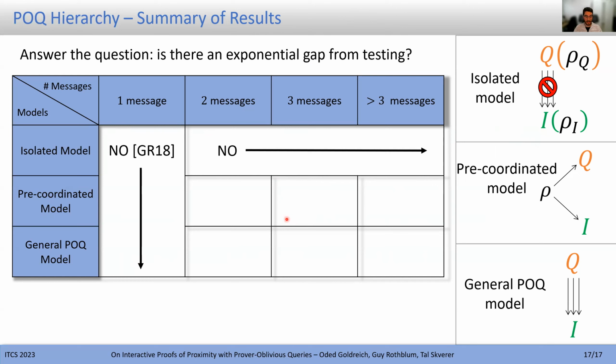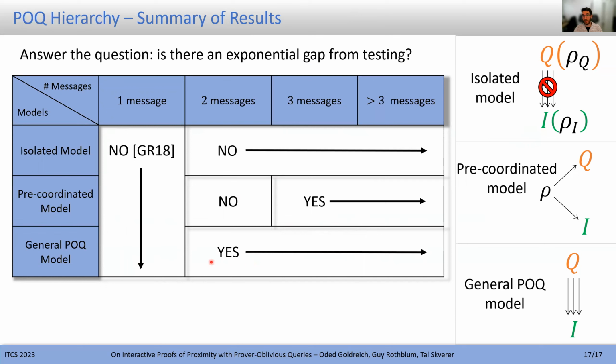We also show this result for the pre-coordinated model when I and P are limited to exchanging just 2 messages. And as I just proved in the theorem before, for 3 messages in the pre-coordinated model, we do have an exponential gap from testing. And in the general Proof-Oblivious queries model, we show that only 2 messages are enough to show an exponential gap. And now that we have this table on screen, let's recall that in interactive proximity, without this restriction of Proof-Oblivious queries, we just needed 1 message in order to show an exponential gap in the power of interactive proximity compared to property testing.